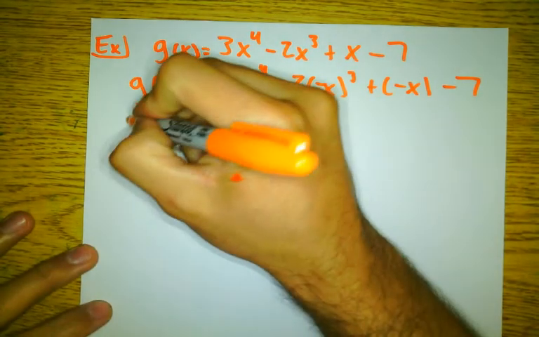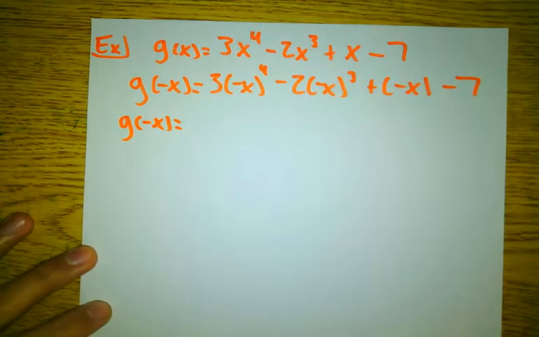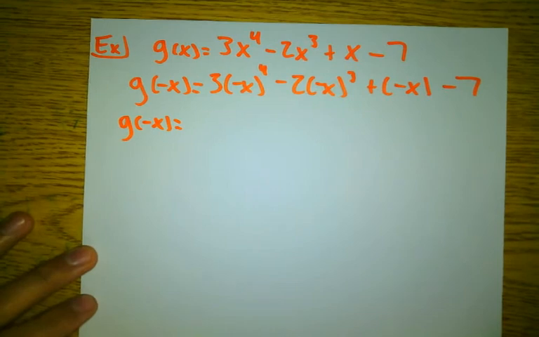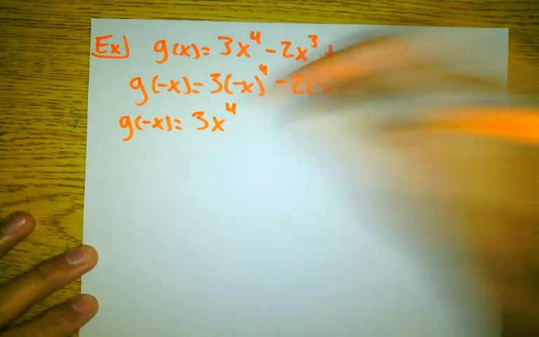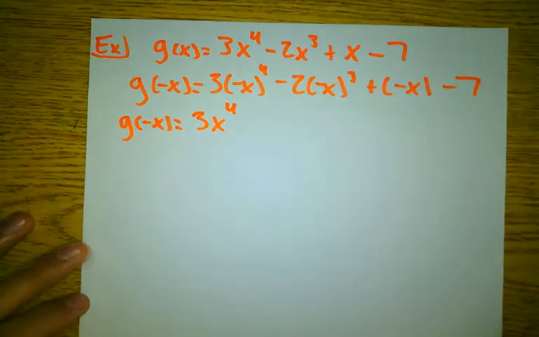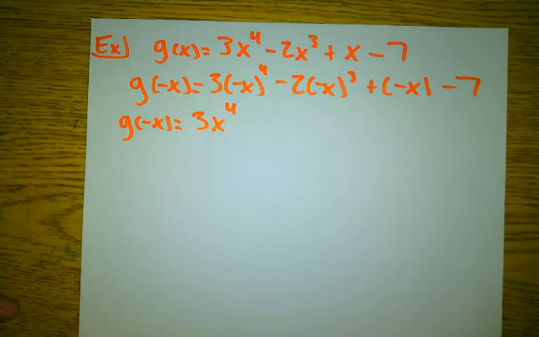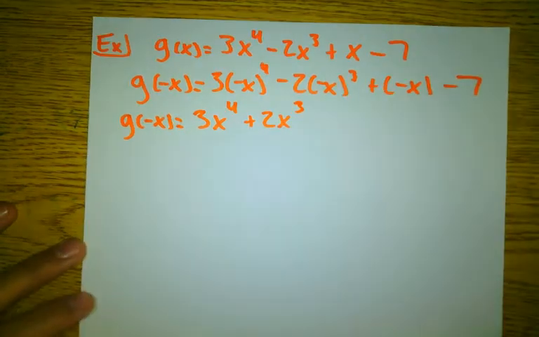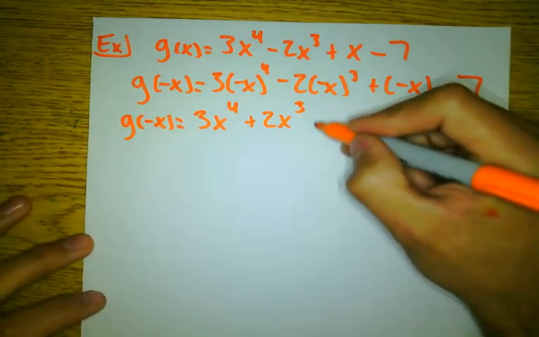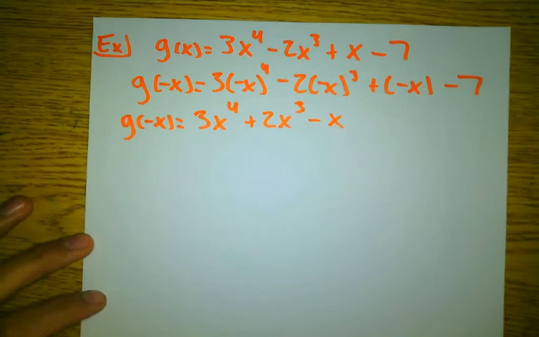g of negative x, what happens to the first term? 3x to the power of 4. Cool? All right, what happens to the second term? Plus 2x to the power of 3. Do we understand why the sign switched? Beautiful. Then we have a minus x, and then we have a minus 7.